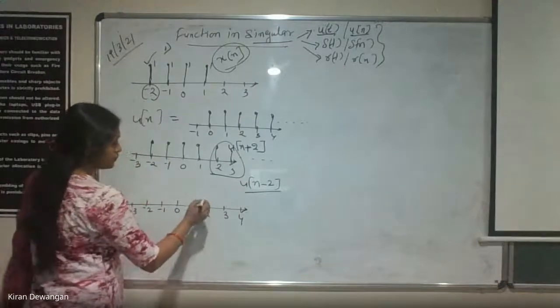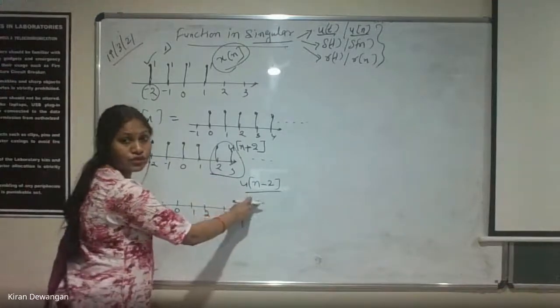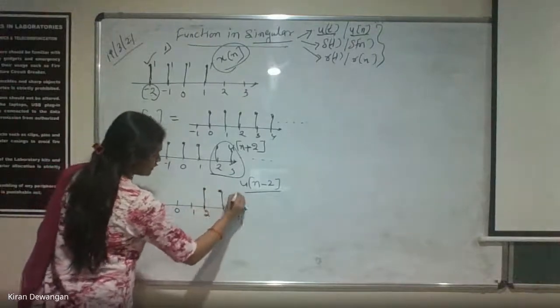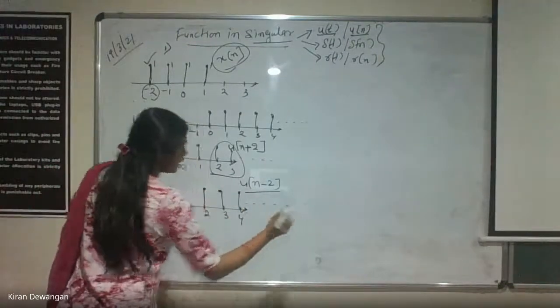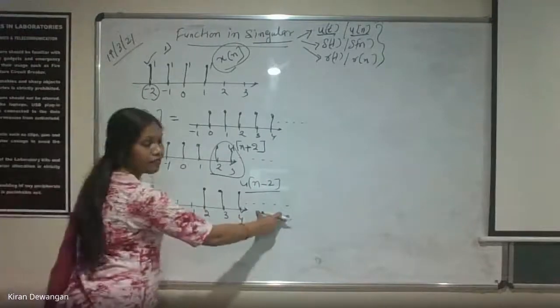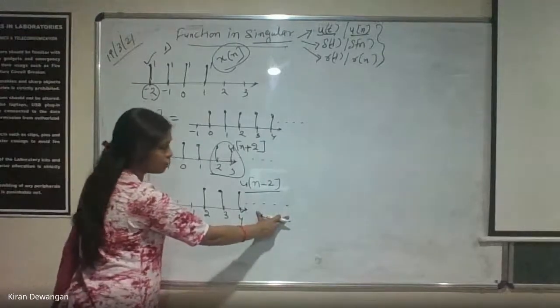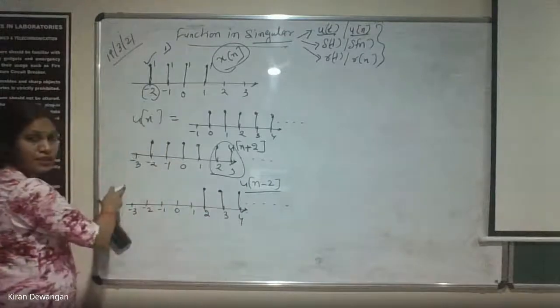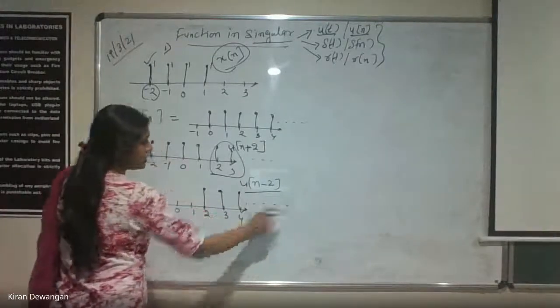Reply everyone. u of n minus 2 will start from 2. Correct. It goes in this direction. These dots are very important because they show कि ये कौन से direction में continue कर रहा है. It's not continuing in this direction. It is continuing in this direction.